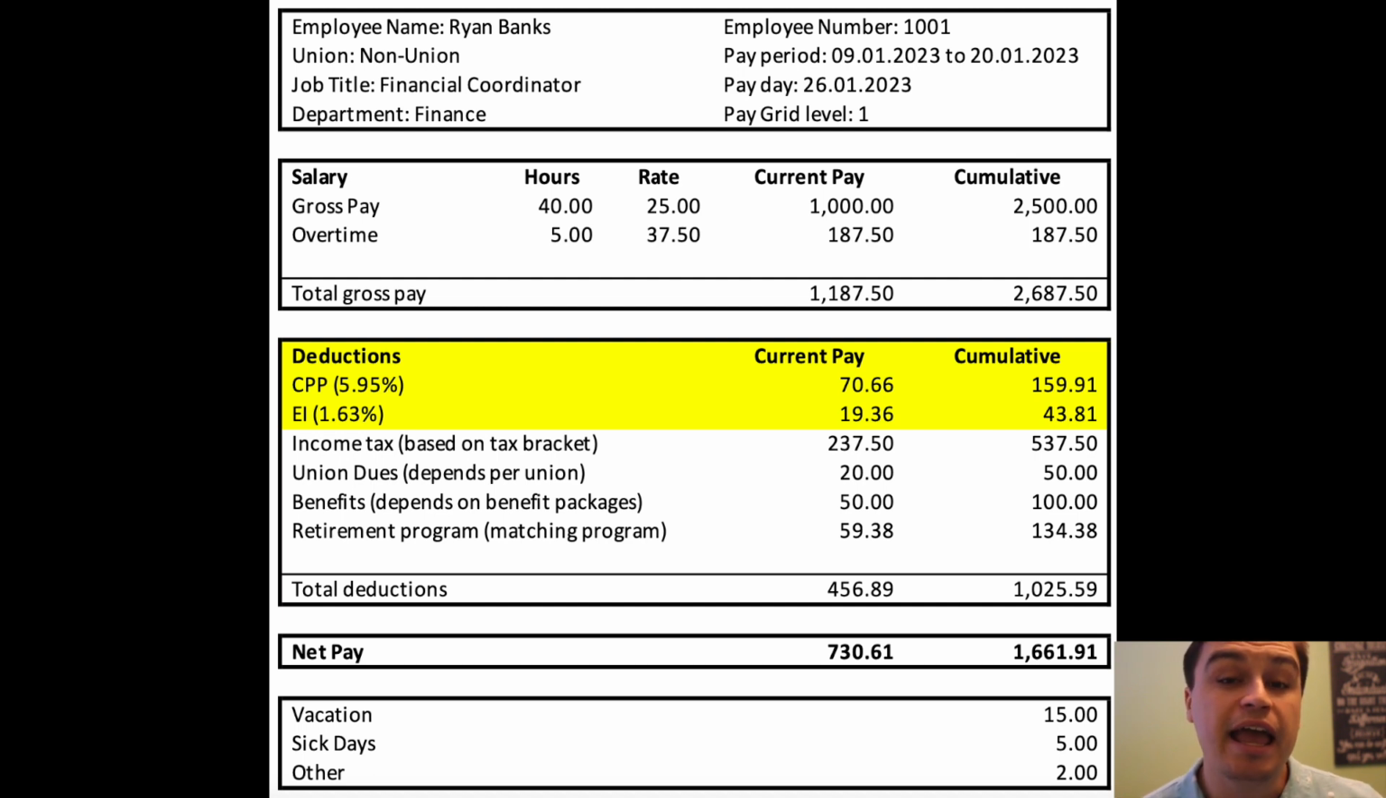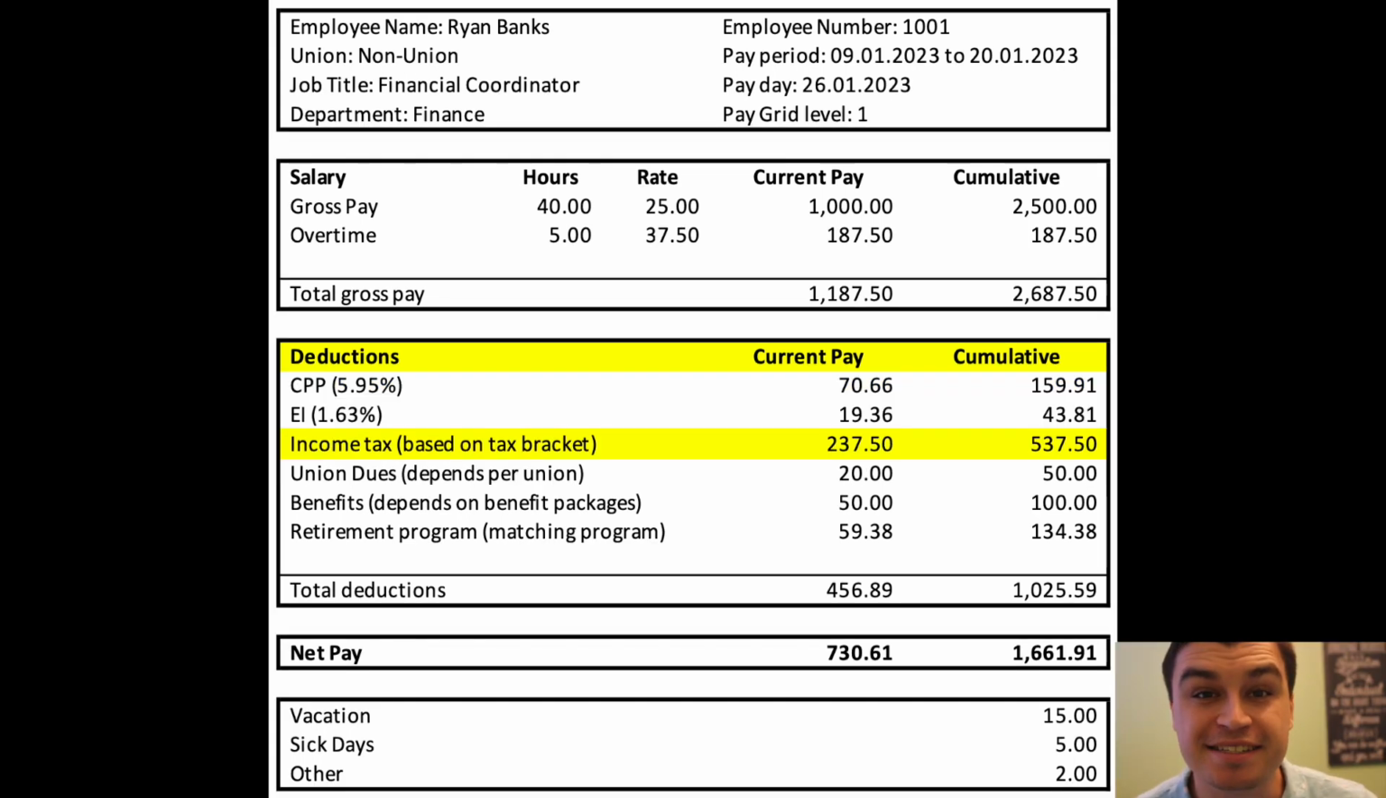So that's why that cumulative column is really useful because you will know exactly where you're at in the year. So if you do see a cumulative amount and you see zero deduction for the current pay, that means you reached that max, which means you get to bring home more money that pay period.